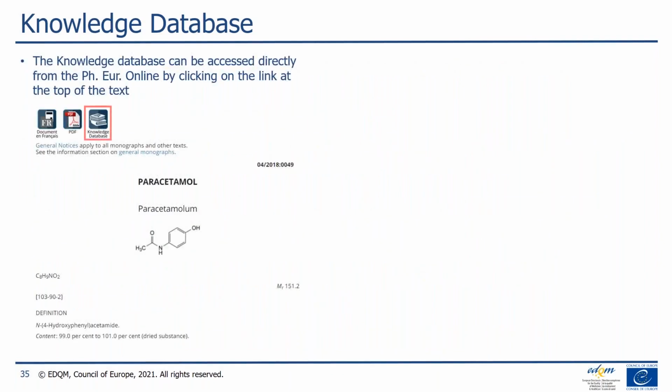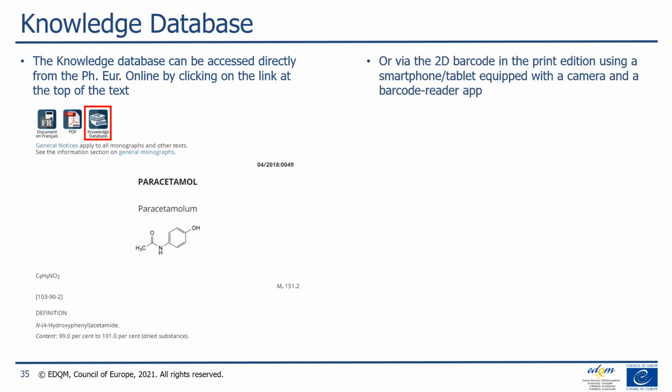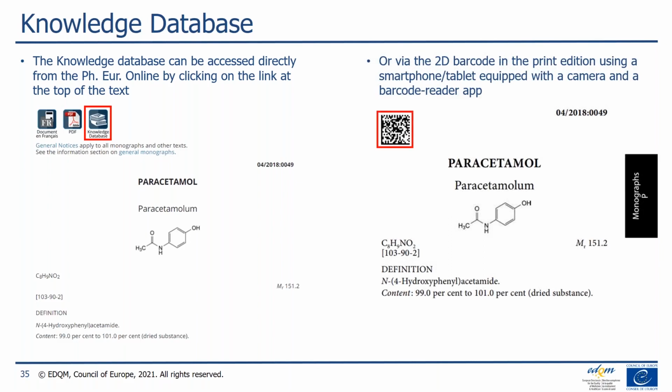You can also access the database directly from the Pharmeuropa Online by clicking on the link at the top of the text. That will take you to the knowledge database for the specific text that you're consulting. If you're using the printed version of the Pharmacopoeia, there's also a 2D barcode, and if you have an appropriate smartphone or tablet with a camera and a barcode reader, that'll also take you to the same knowledge database page.